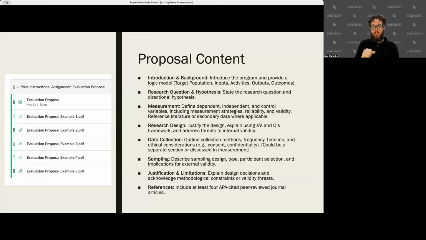You'll talk about your research design, your X's and O's framework, your control group, your treatment group. If there are any threats to internal validity that you ran into that you think you need to address, and that you have addressed through your research design, what your data collection strategy looks like, your sampling, justifications and limitations, right? Why you've chosen this design and what is good or bad about it, right? Not all research designs are perfect.